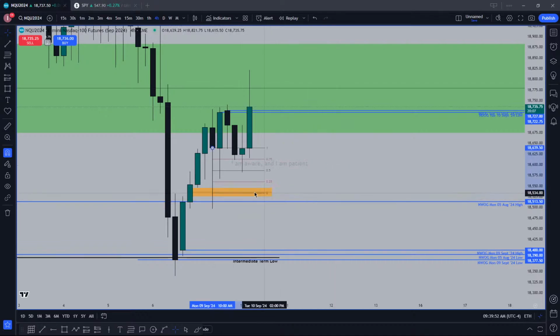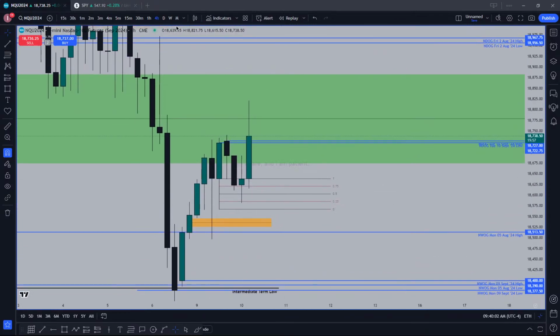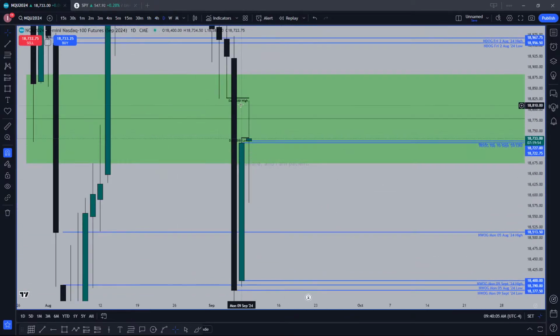We can refine this even lower. Drop down to here. Drag this out. Rejection of this wick, taking us higher right now. Daily time frame, we are in a CB, sell side inefficiency, buy side imbalance.